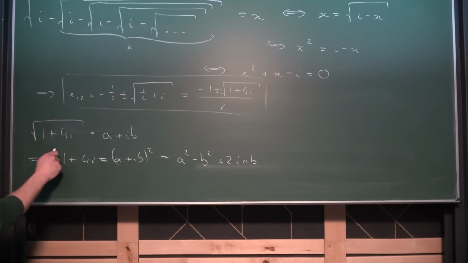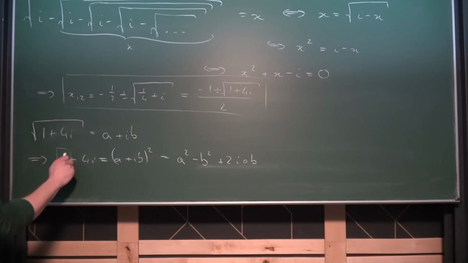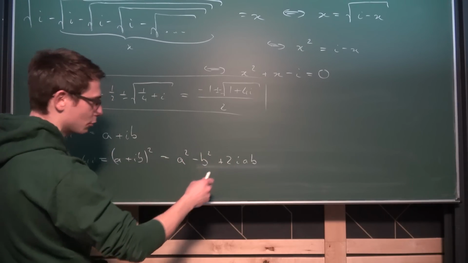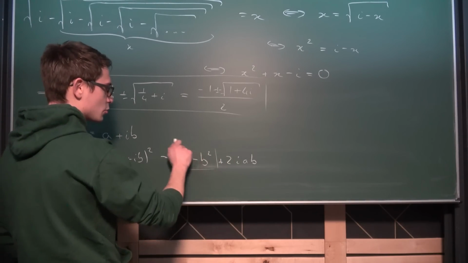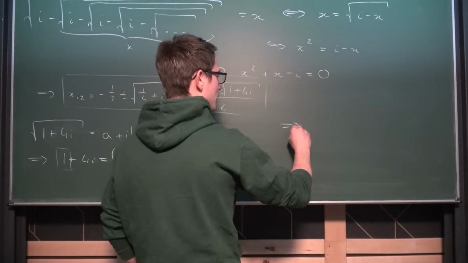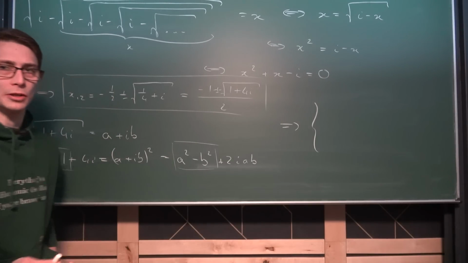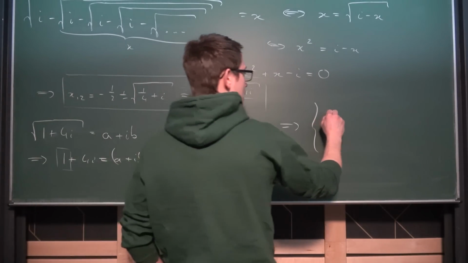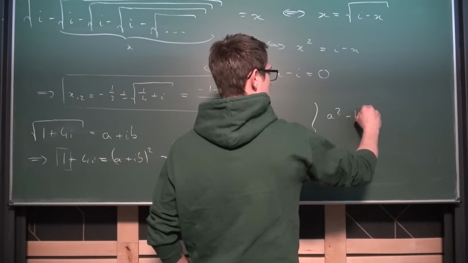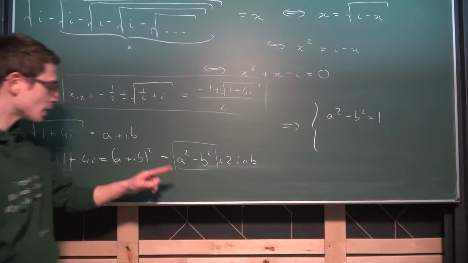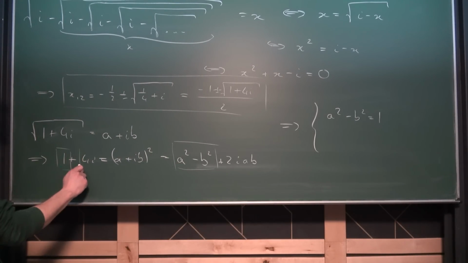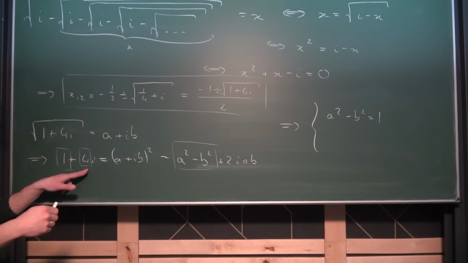You are going to notice that the real part of this complex number is equal to the real part of this complex number. Namely, this is a squared minus b squared. We are going to get a system of equations. This is nothing new. I have done this several times here on this channel. So a squared minus b squared is hence equal to 1. And over here for the imaginary part, we get that the imaginary part must be equal to 4.